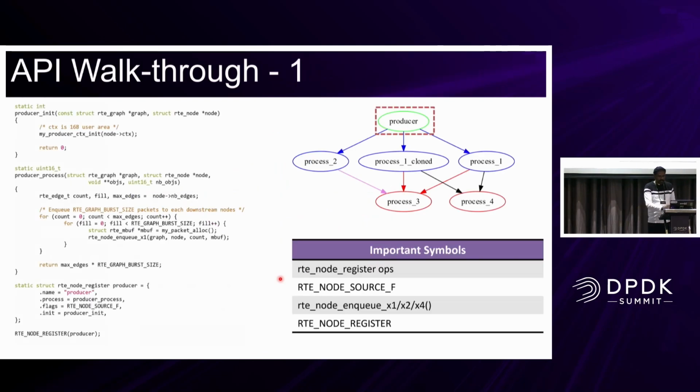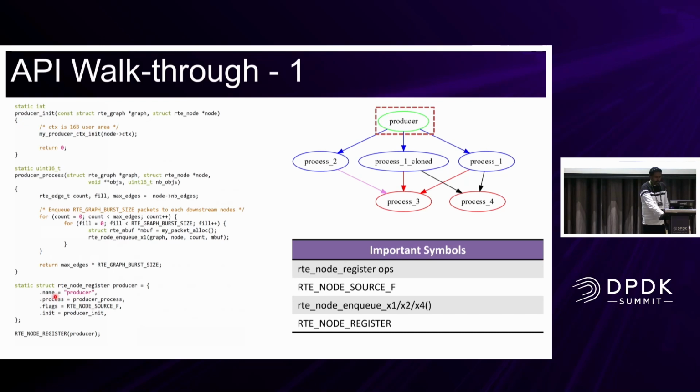Okay, so now let's zoom into the producer. This slide is trying to focus on how to register a node and how to move a data pointer from one node to another. So first, the RTE node register gives ops for different callbacks like process, init, and other things, which will get registered. So this is the part of registering a node.